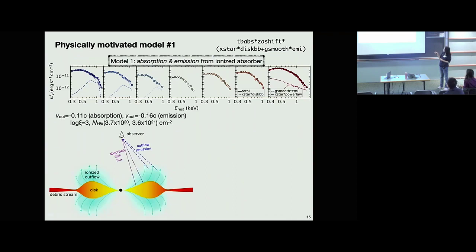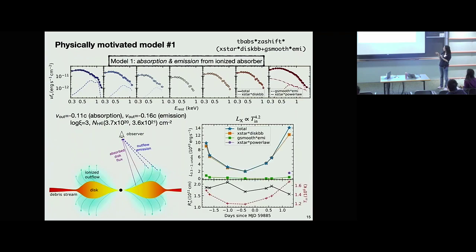The best fit indicates an outflow velocity of 0.11 c for the absorption component that's obscuring the disk, 0.16 c for the emission component integrated along the line of sight, ionization of log ξ equal to 3, and column density that's changing across different observations. So NH is largest when you have the lowest X-ray flux. But I do want to note that even our largest column density of 4 times 10^21 is still small, such that it can only cause a flux decrease of less than 20%. So the change in column density is not the reason why we observe this factor of 7 total flux change.